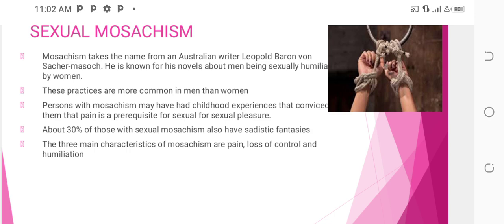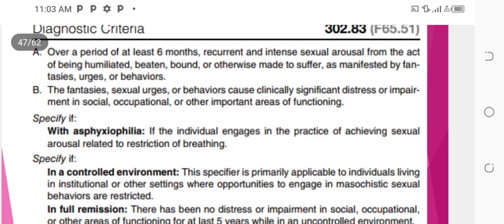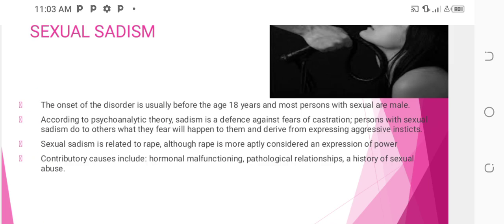About 30% of those with sexual masochism also have sadistic fantasies. The three main characteristics of masochism are pain, loss of control, and humiliation. We should note that these people usually ask their partner to inflict pain on them, because they believe that they can have pleasure only when they have pain and suffering.